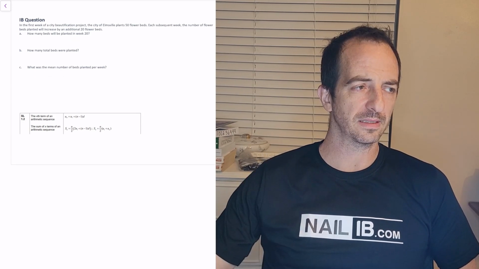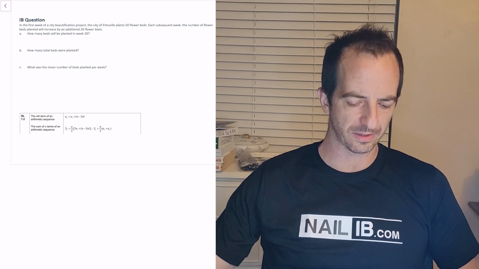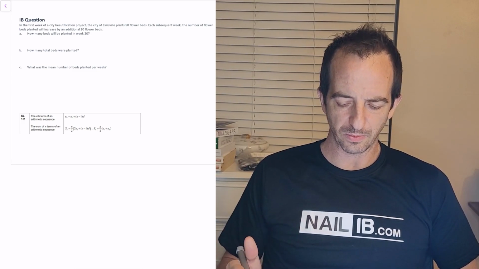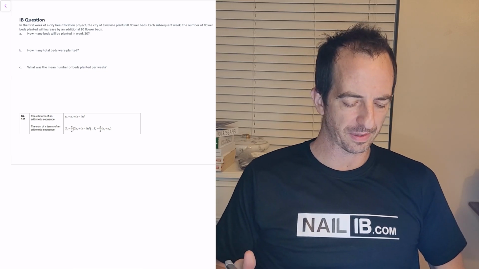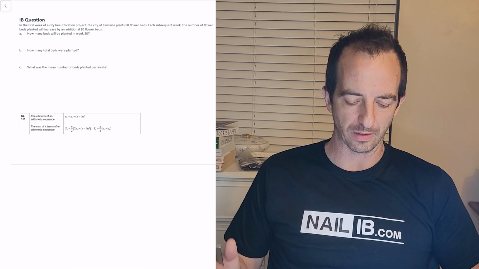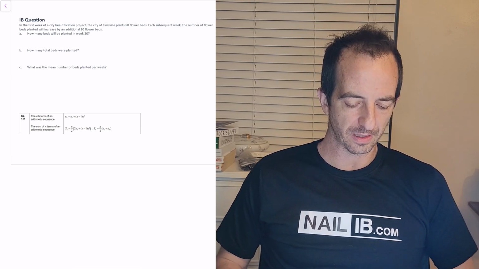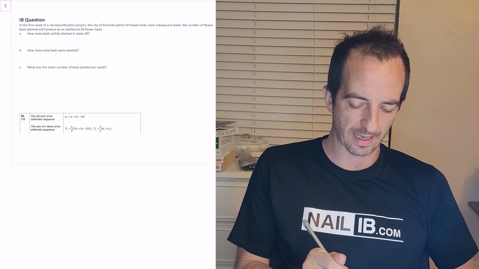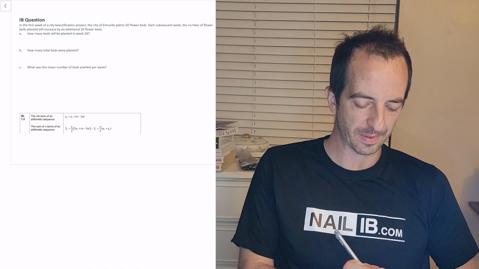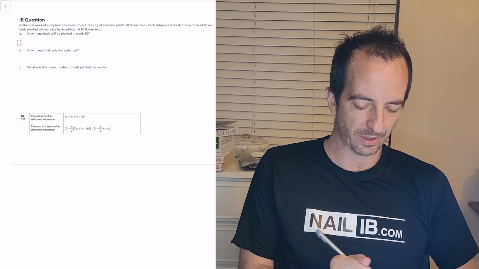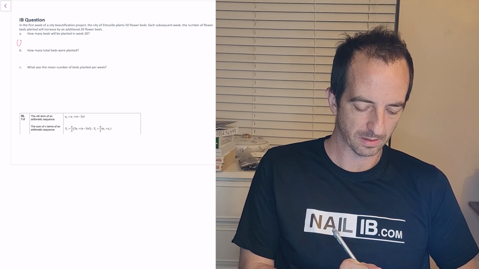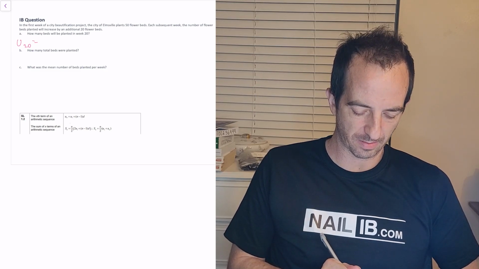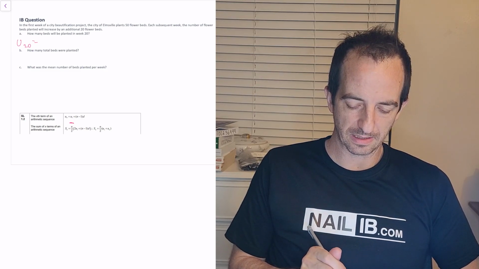Right, so here they're telling us in a certain city, they planted 50 flower beds in the first week, and then each subsequent week, they planted another additional 20 per week. How many beds will be planted in week 20? Right, so this is again an arithmetic series problem, and we're looking for, in this case, u20, which is going to be equal to that first term, right? The first term, which is 50.